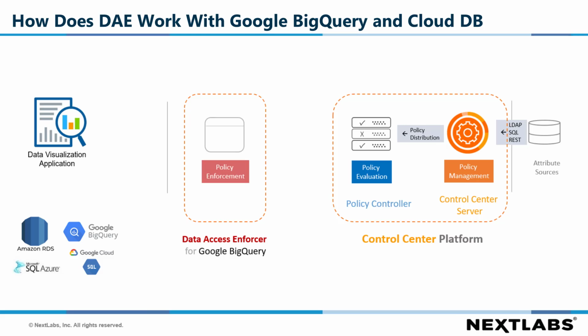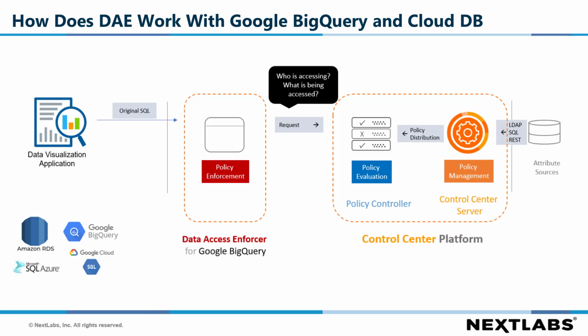We point the reporting tool to the DAE proxy. Instead of directly sending the SQL statement to the Google BigQuery API, we send it to our proxy instead. DAE will then submit a request to the policy controller to check if the current login user should be given access to the requested information. Minimally, our request will contain the information of our current logged-in user, the action he's trying to do, and the resource he is trying to access.